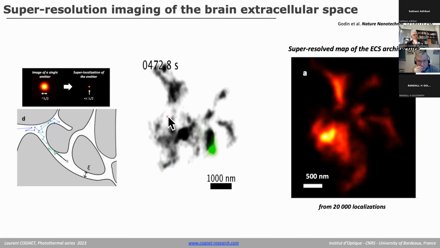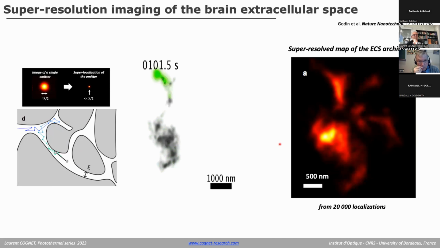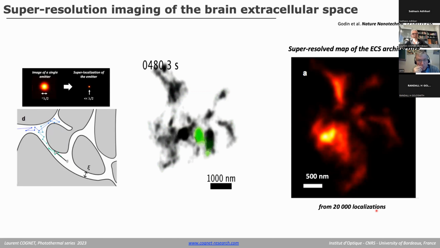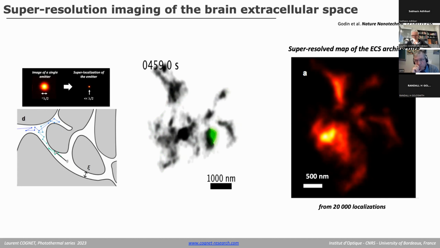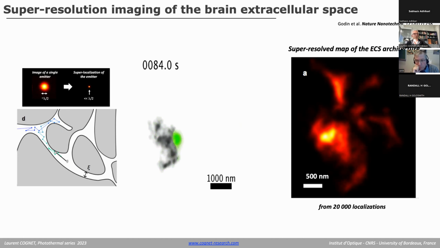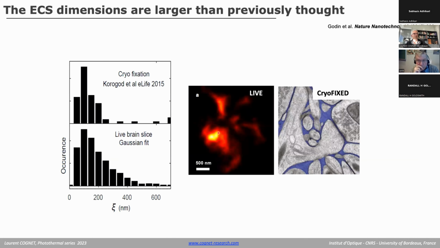And then we can create a 2D map here of the position where the molecules are. And you see that from 20,000 localizations, so very long trajectories that provide a lot of information, we can generate a super-resolved map of the extracellular space architecture. And the third thing, of course, we did was to compare that to cryofixation.